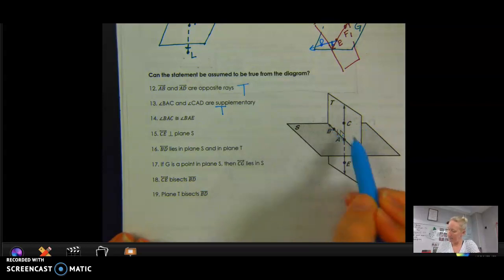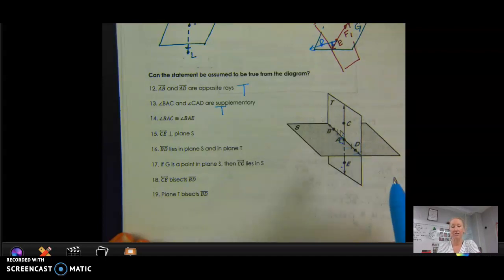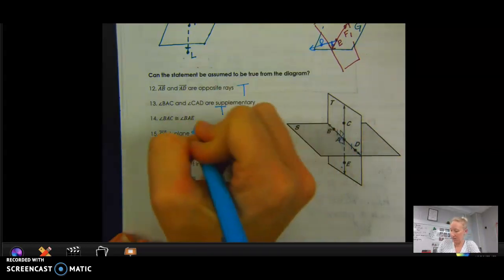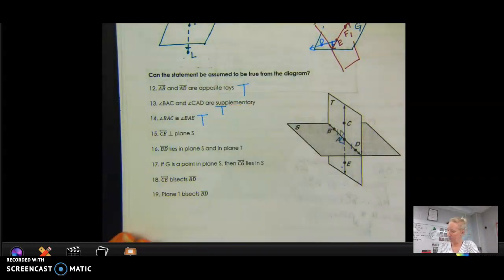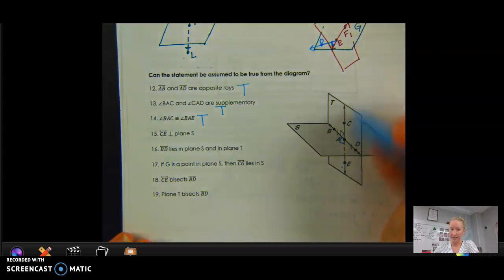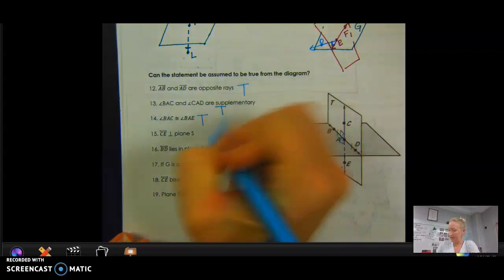B to A to C is congruent to B to A to E. Well, this is 90 degrees up here, C to E is a straight line, so that would make this 90 because the line has 180. So 180 minus that 90 would make that 90. So they're both 90 degrees, so that would be true also. Line CE, right here, is perpendicular to plane S. It has the 90-degree angle, so that is true.